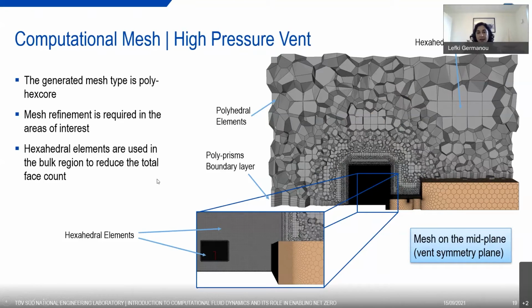We use mostly hexahedral elements in the bulk region, as in this region here, to reduce the total cell count. The polyhedral elements are used mainly to mesh the surfaces and also in the transition regions, as here, between different refinement zones. Polyprisms are used in the boundary layer.